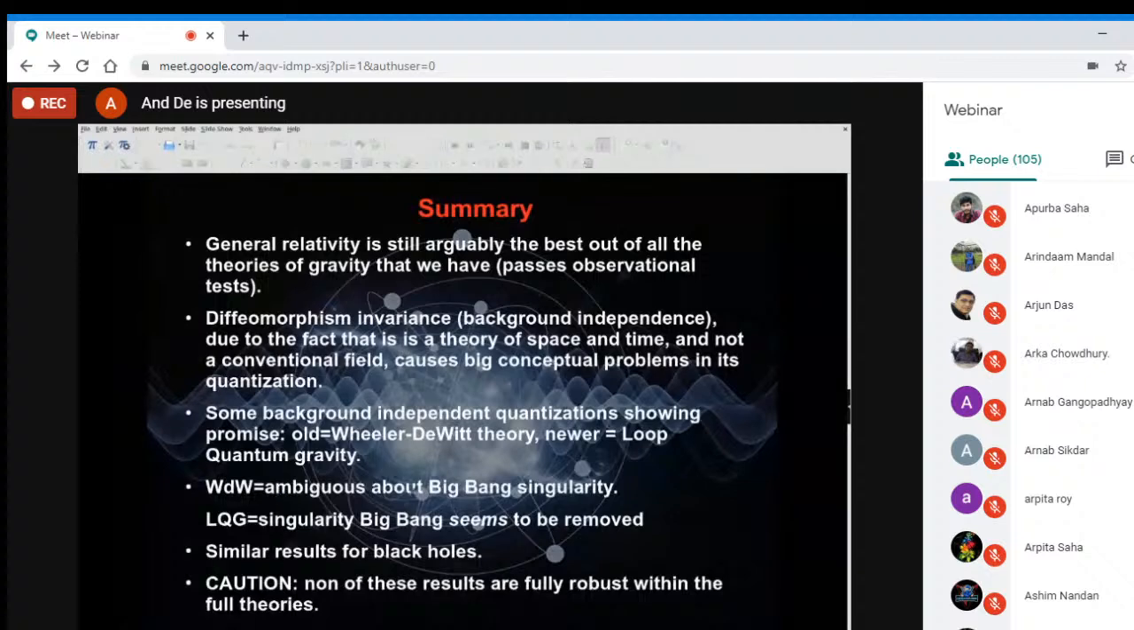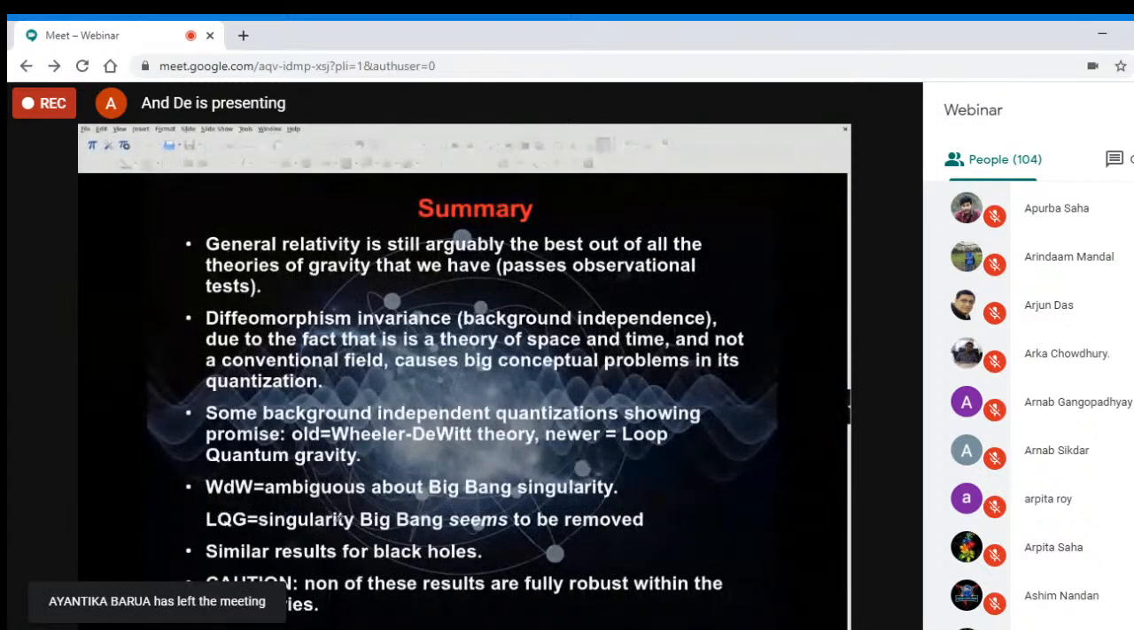The Wheeler-DeWitt theory is ambiguous about the Big Bang singularity, as I mentioned, depending on interpretation. Our black hole work that I showed you earlier seems to indicate that the classical metric, the metric which goes singular, maybe is not valid at the Big Bang, but we didn't study cosmology for that. We did black holes. For black holes, that's what we seem to get, that maybe the classical metric should not be trusted near the singularity, which would be a good thing.